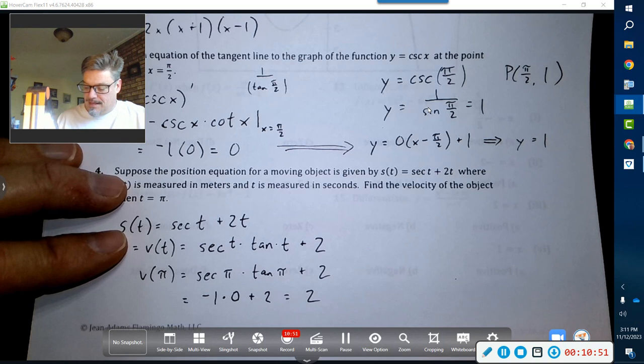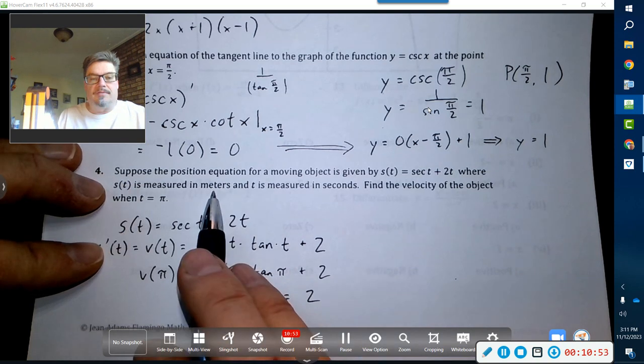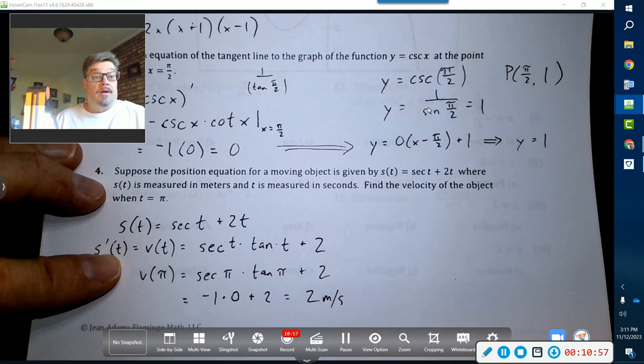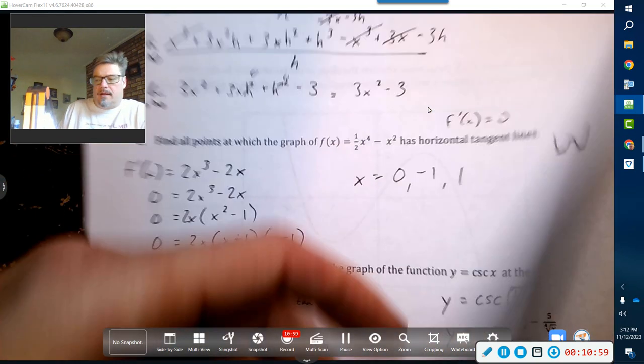All right, and what does that mean? We're talking about the velocity and we're talking about meters and seconds, so it's 2 meters per second. Okay? All right, 1 minute.